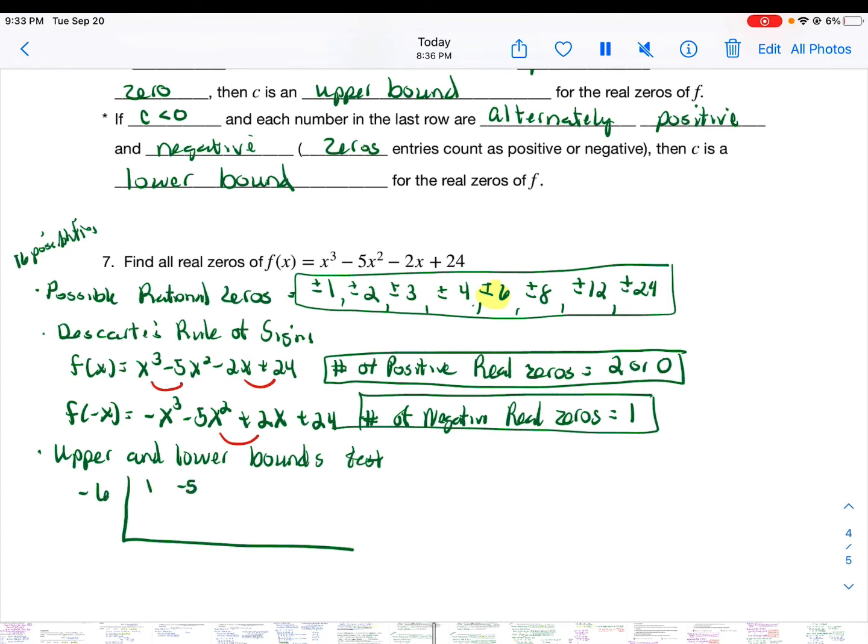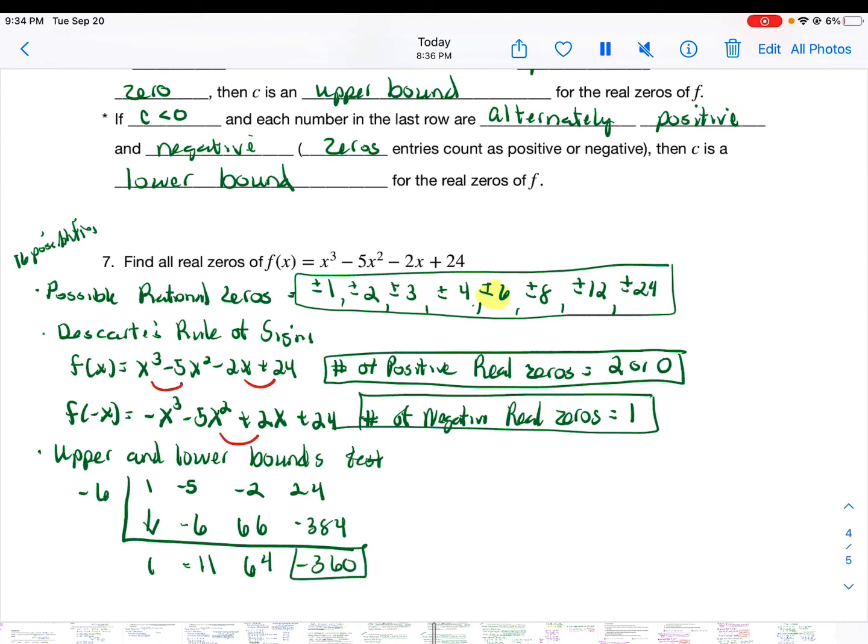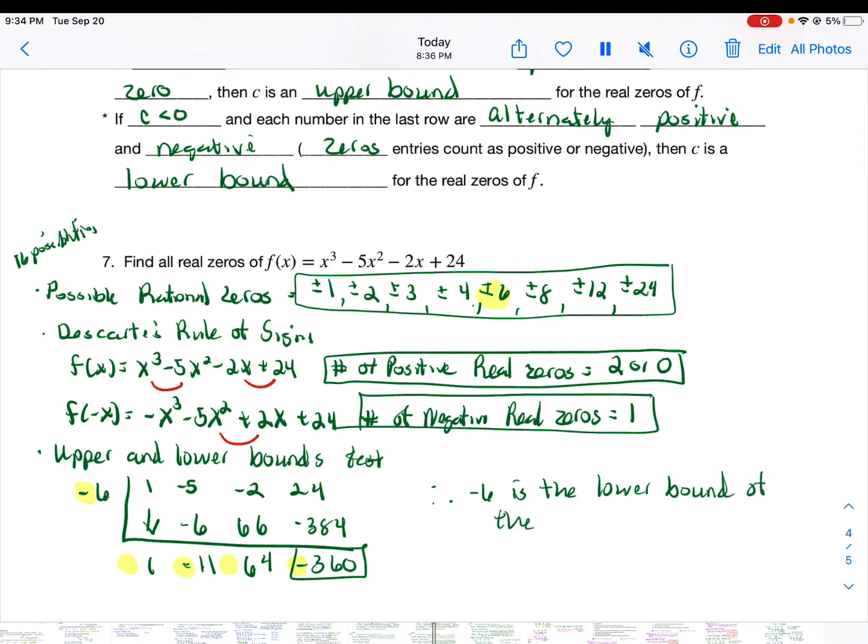So I'm going to start with negative 6 to do a lower bound test. I'm plugging negative 6 into synthetic division, and let's see what we end up with. Okay, so obviously negative 6 is not a 0 because I didn't get a 0 as a remainder. But look what happened. I got positive, negative on that last row. I'm using a zero that I'm testing as negative, and if I get alternating positive, negative signs, that means that negative 6 is a lower bound. So I will not have any zeros smaller than negative 6.